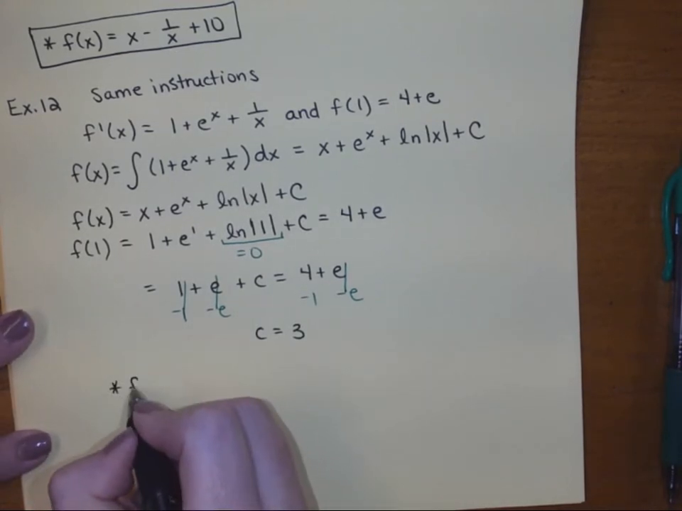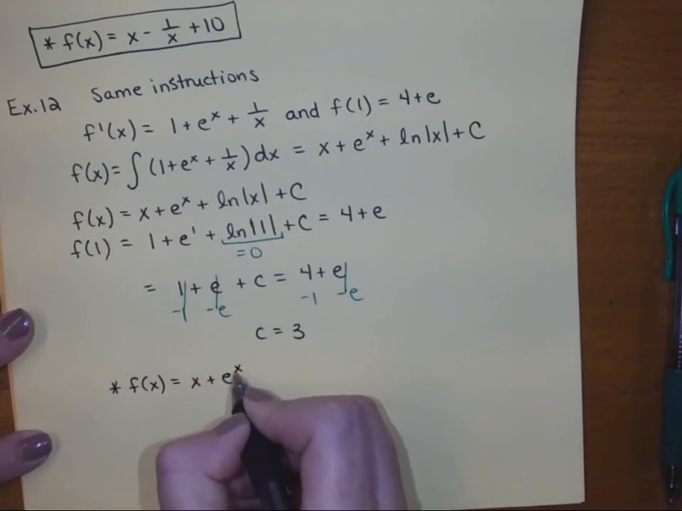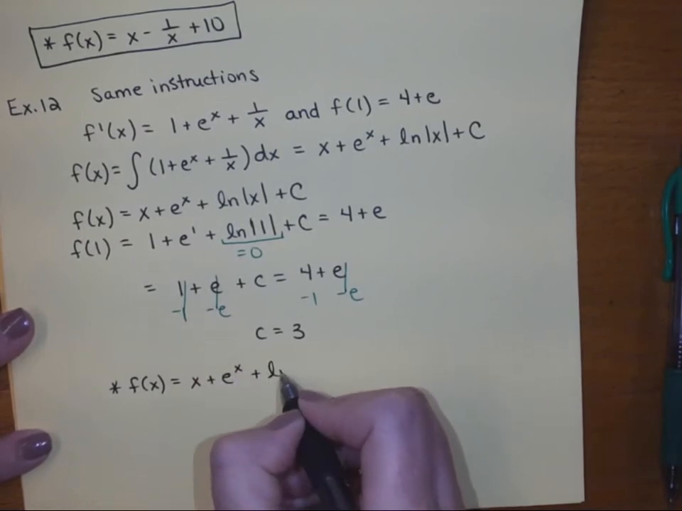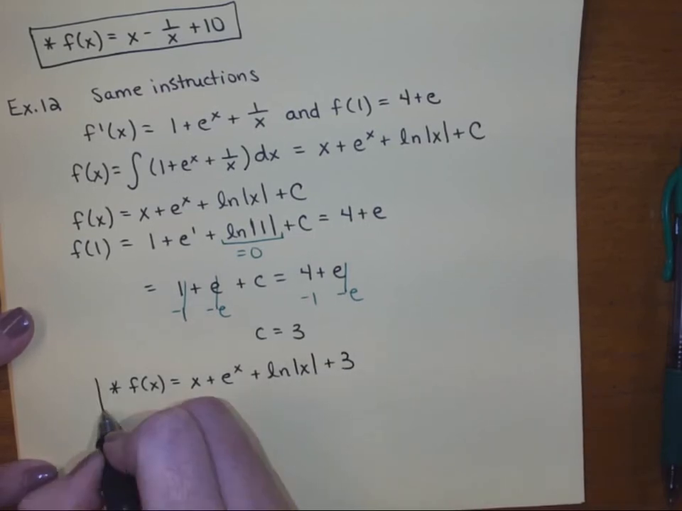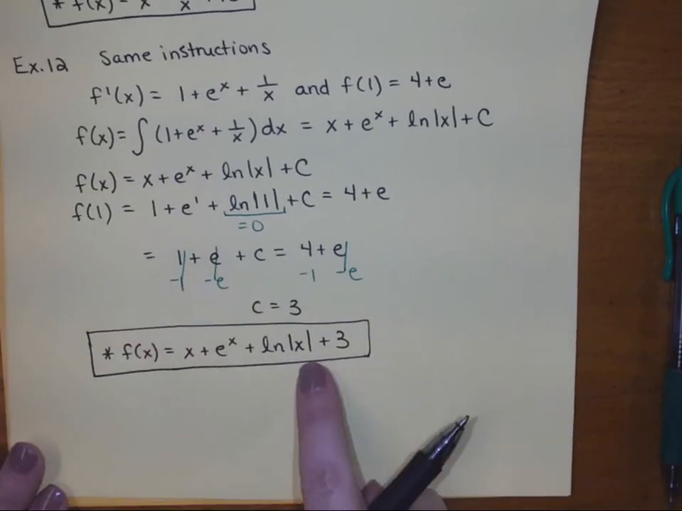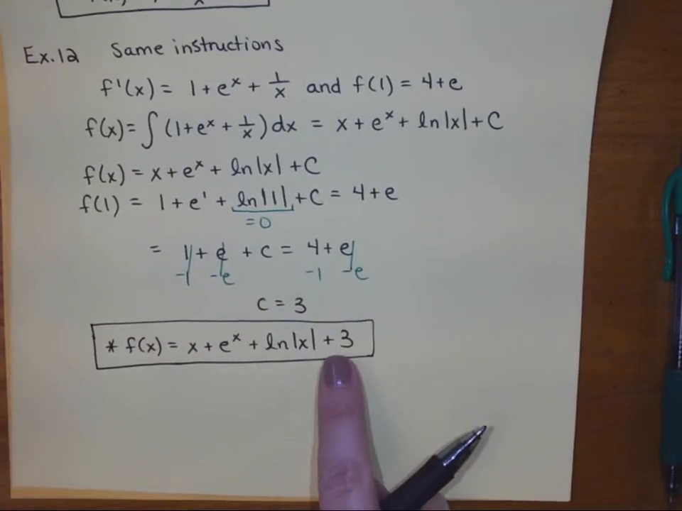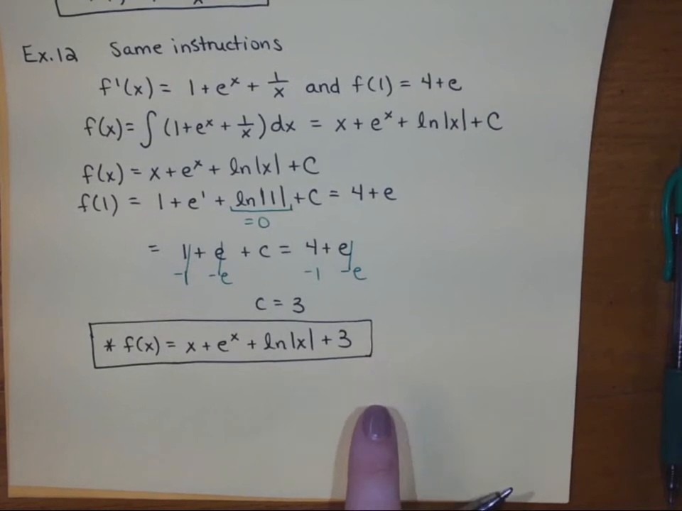So in the end, my completed original function is x plus e to the x plus the natural log of absolute value of x, and then plus 3. Okay, it is important on MyMathLab that you put that absolute value of x. I think sometimes it'll go ahead and start you off with that, but you're definitely going to need to make sure that you put that in your answer.